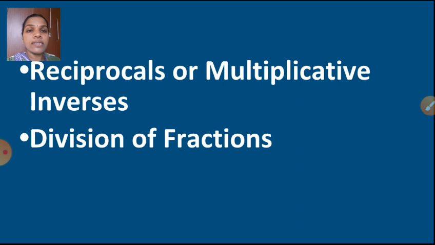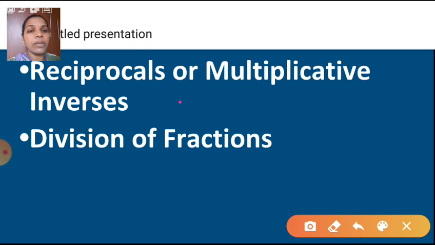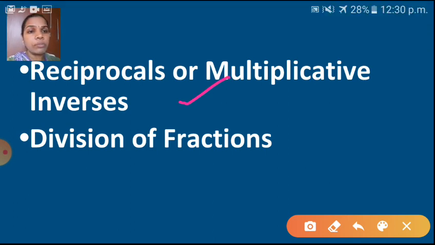Children, in the last session we studied reciprocals, which are also known as multiplicative inverses. How do we obtain the multiplicative inverse? We have to interchange the place of numerator and denominator, then we get the multiplicative inverse of the given fraction. For example, 2 upon 5. Can you say what is the reciprocal of 2 upon 5? Yes, 5 upon 2.